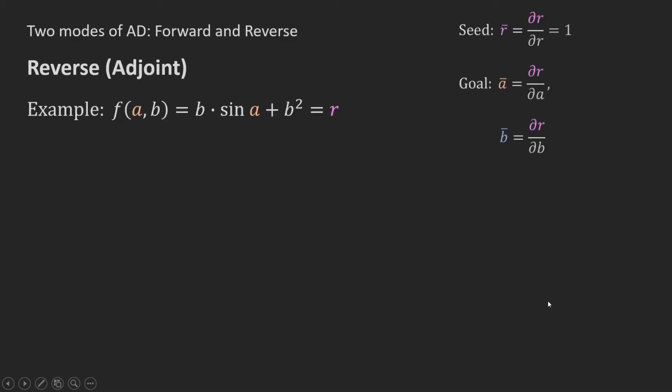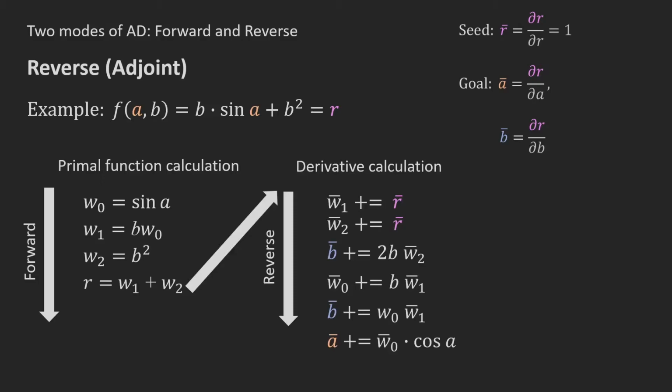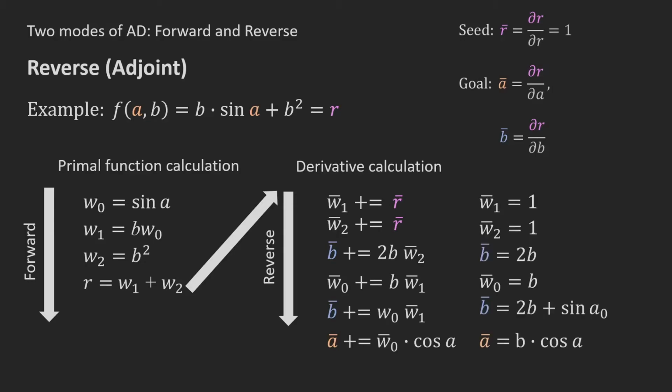So now let's take a look at the adjoint computation. We still need to calculate the primal function as what we did in the forward mode. And what's different here in the reverse mode is that after the forward scan, we need to perform a reverse scan, starting from the last step all the way back to the first step to calculate the intermediate derivatives. And eventually, we're able to get both of the target derivatives, a bar and b bar, in just one scan.